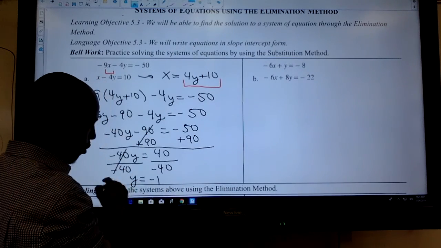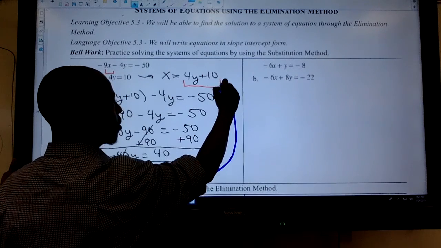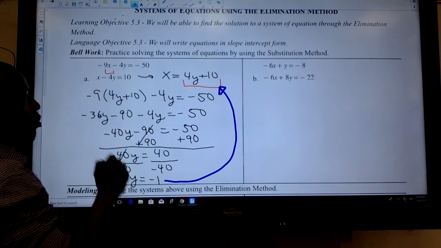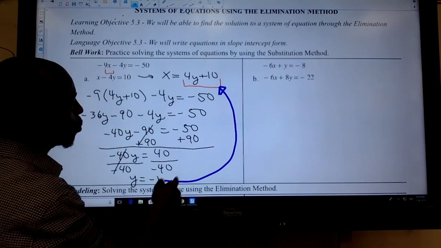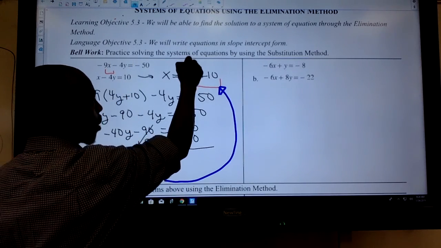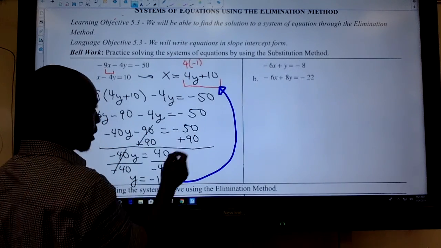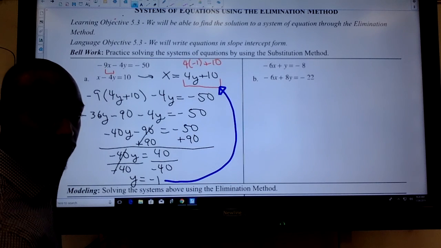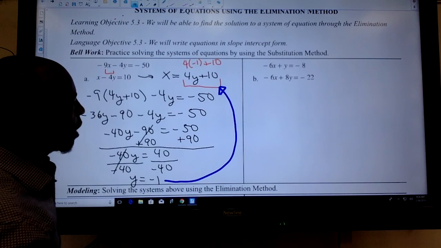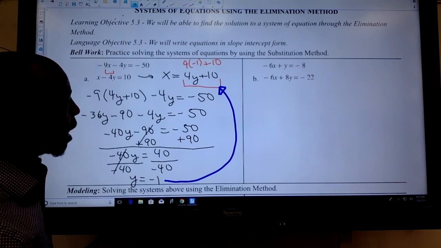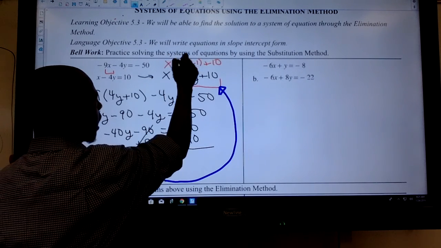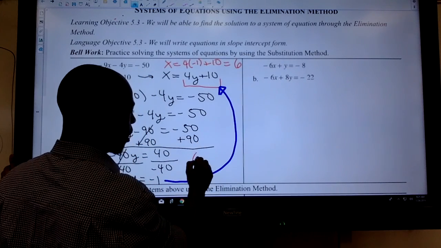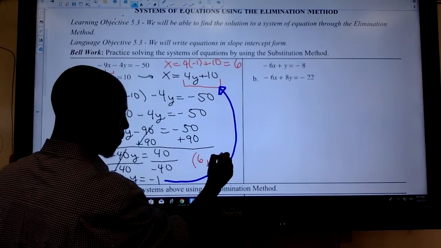As I said before, after you get that, you plug that back in right here, and now you should be able to tell me what x is. So now instead of writing y there, I'm going to write negative 1. 4 times negative 1 is negative 4, plus 10, right? Negative 4 plus 10 is a positive 6. So I know that x is equal to a positive 6. My solution in this case is going to be 6, negative 1.